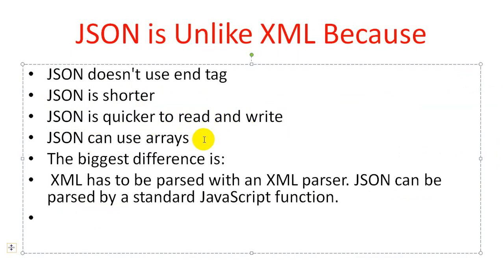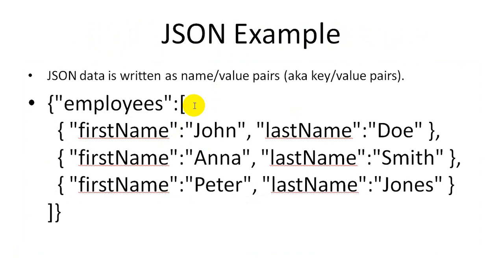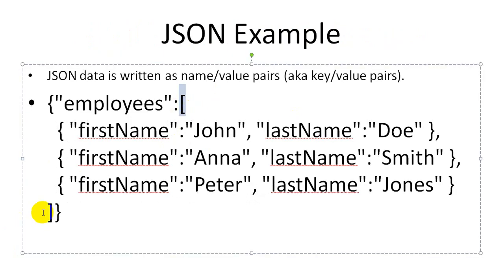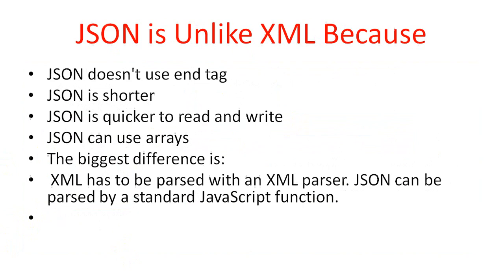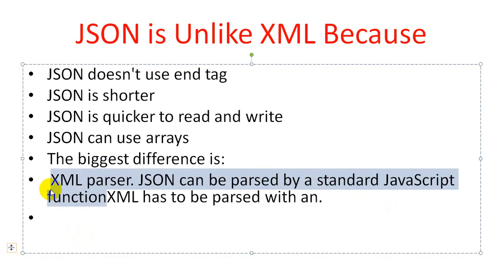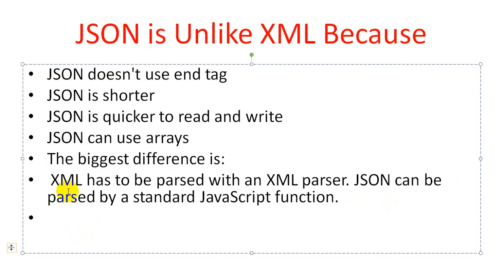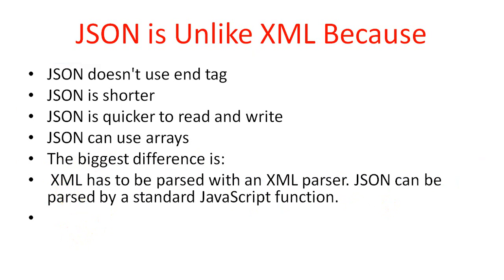JSON can use arrays. As you can see, this is an array, and it has 3 JSON objects. But XML doesn't use arrays. The biggest difference is that XML has to be parsed with an XML parser. JSON can be parsed by a standard JavaScript function. So this is also a difference between them. These are the main differences between JSON and XML.